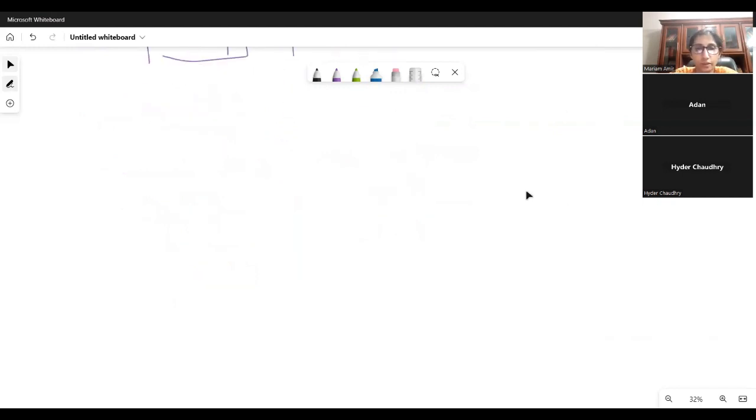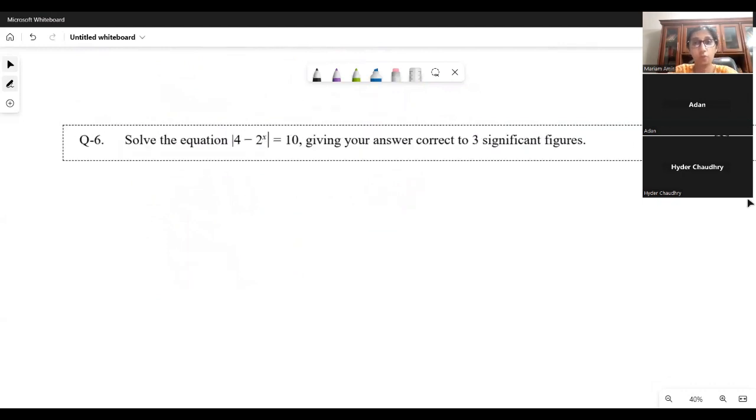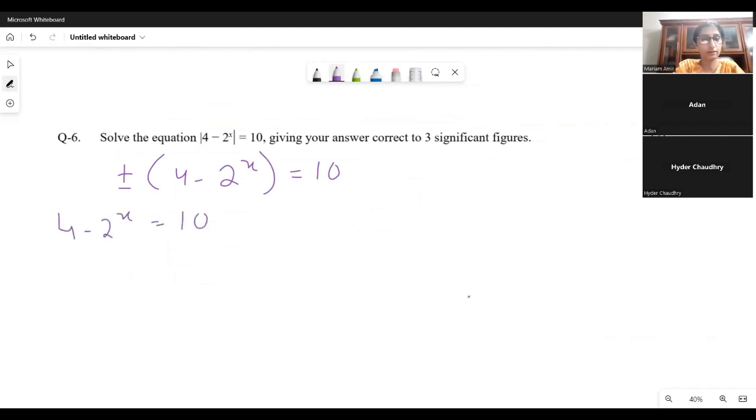Okay, good. Let's quickly take a look at question 6. Again, this is from log. How do we know? Because the variable is in the power. Let's go ahead and discuss it. So remove the modulus sign. Plus minus 4 minus 2 power x equals 10. We get two equations. 4 minus 2 power x equals 10, and minus 4 plus 2 power x equals 10.